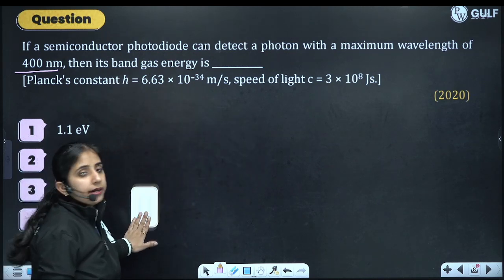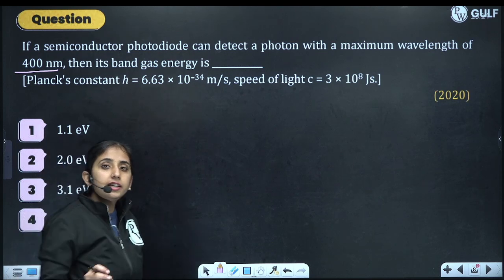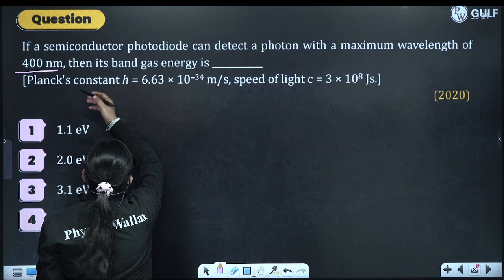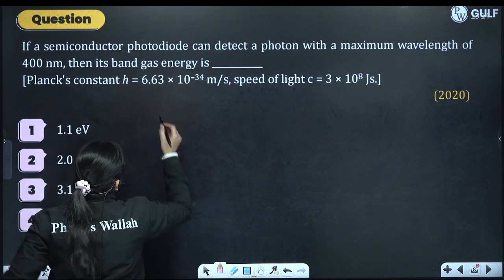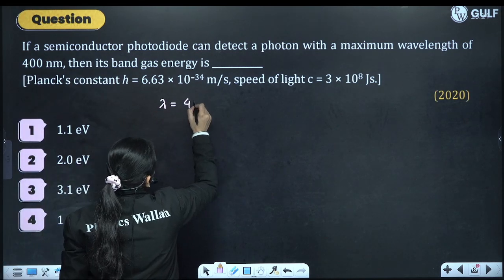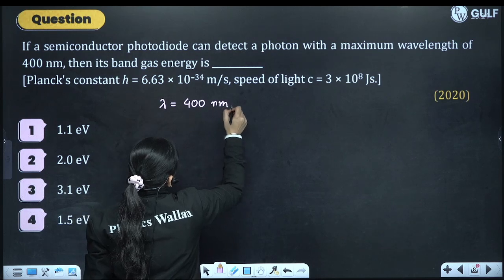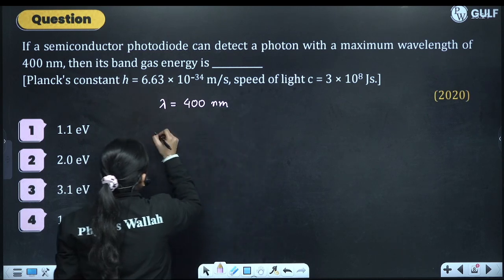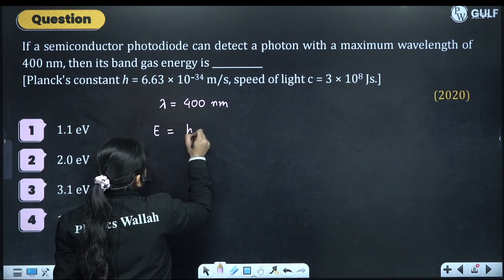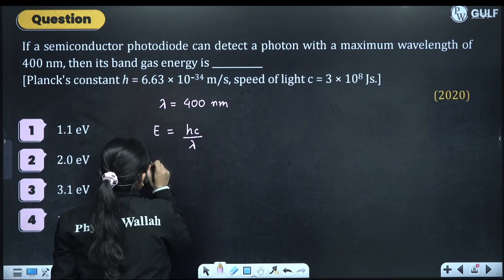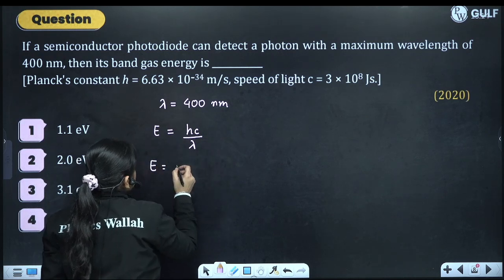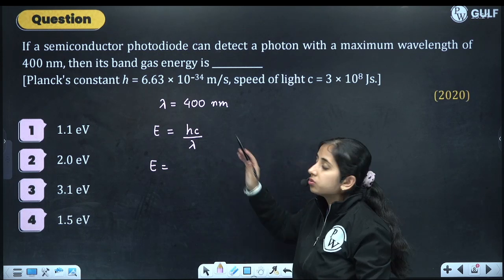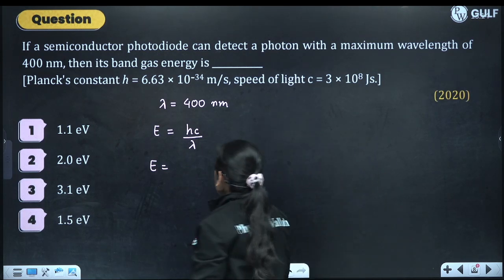Minimum energy should be equal to band gap. Any photon having more energy than the band gap will obviously be detected. Minimum energy needed for detection is band gap. So from here we just have to calculate. We are given lambda maximum as 400 nanometers. So we have to find the energy associated with this wavelength, it will be hc by lambda. Now we have to find the answer in electron volt, so you can use the value of h in eV, or you can divide it.